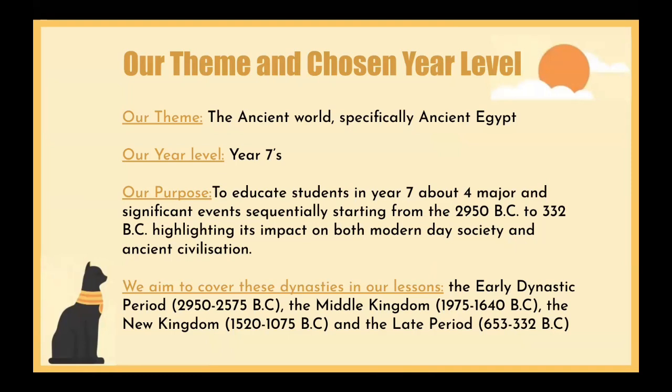So we aim to cover these dynasties in our four lessons. First, the Early Dynastic Period, which will be done by me, the Middle Kingdom, which will be taught by Kate, the New Kingdom, which Gabriella will cover, and lastly, the Late Period done by Ruby.